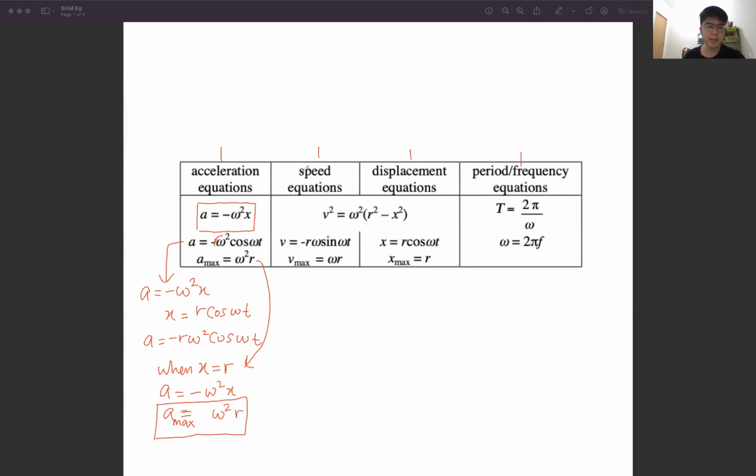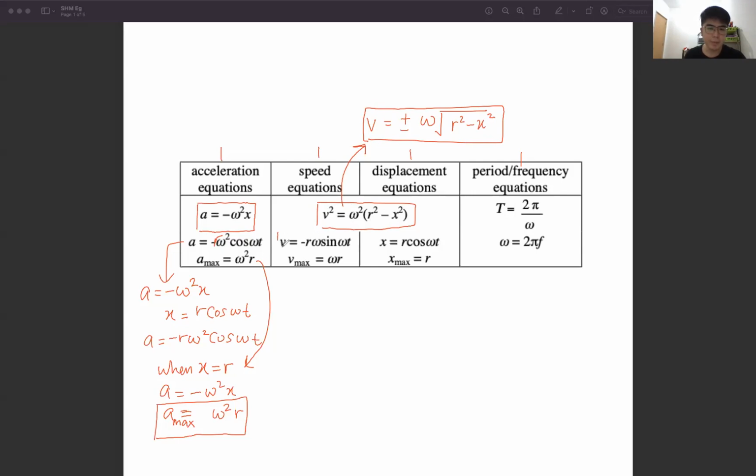Now looking at the second one, the speed equations. The first one, we don't need to know the derivation of it. It won't be asked. Written in a different way, it is like this: v equals to plus minus omega, and then you have a square root of r square minus x square. It's the same thing. I write this here because maybe your teacher taught you this one, and you're more familiar with it. But we don't need to know how to derive this one.